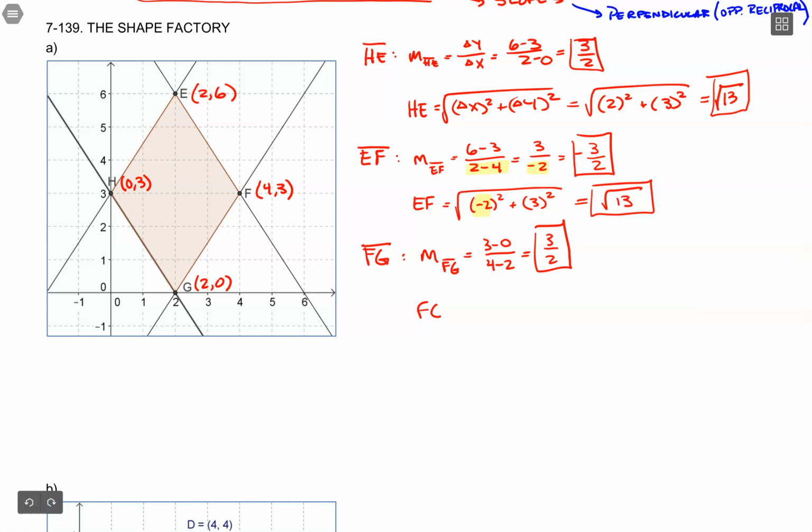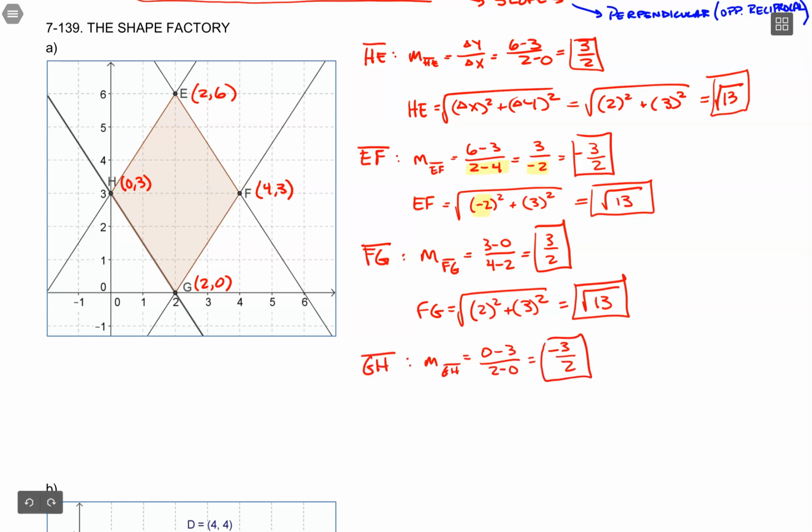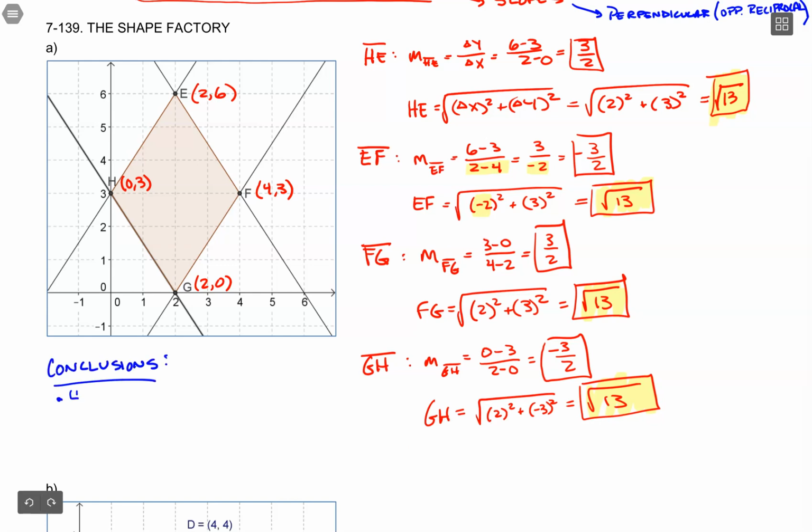Slope and length. We got one more side to do here. It's GH. Slope of negative 3/2 and a length of, I bet you can see where this is going, root 13. Okay, so let's take a look here. I'm going to highlight some things. We have the lengths of all 4 sides are congruent. So let's make a note of that. Actually, I'll move it over here because I got some space. I have 4 congruent sides because all 4 sides of that quadrilateral have the same length.